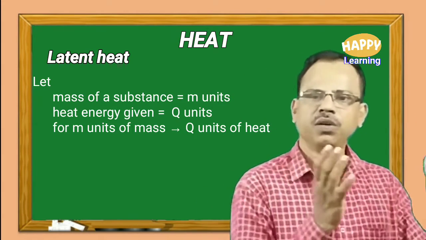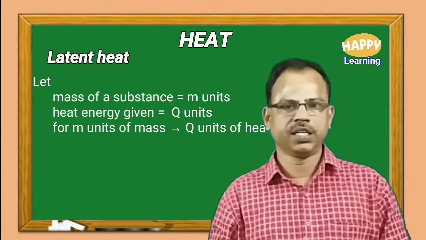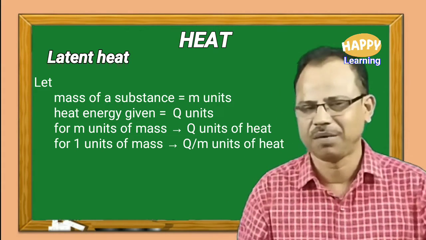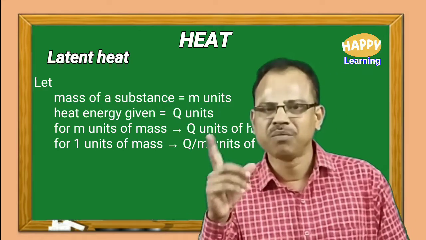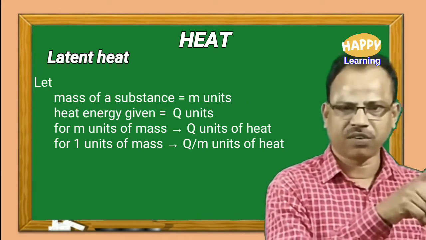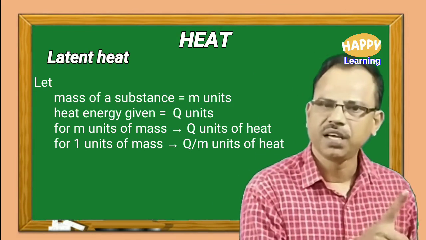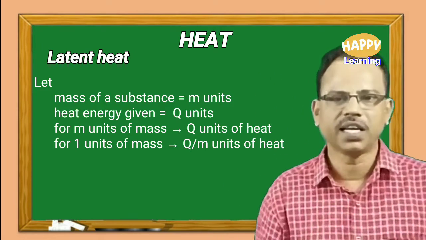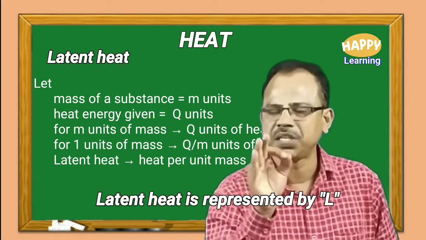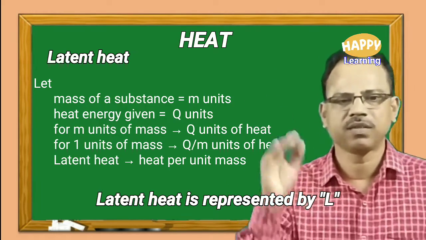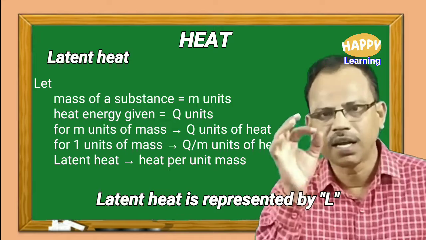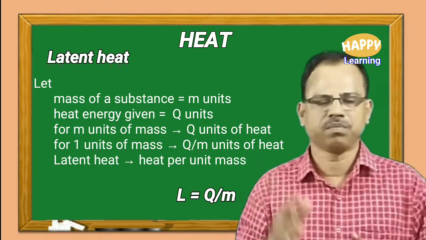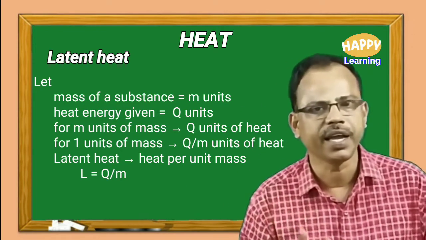For m units of mass, you need Q units of heat energy. Then for 1 unit of mass, you need Q by m units of heat energy. And this is called latent heat. Latent heat is represented by the capital letter L. Therefore, capital L is equal to Q by m.